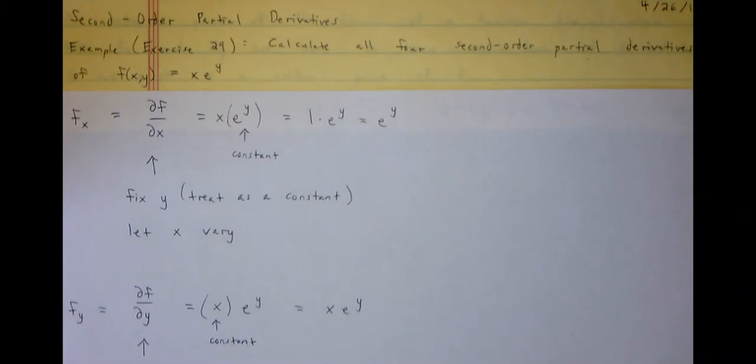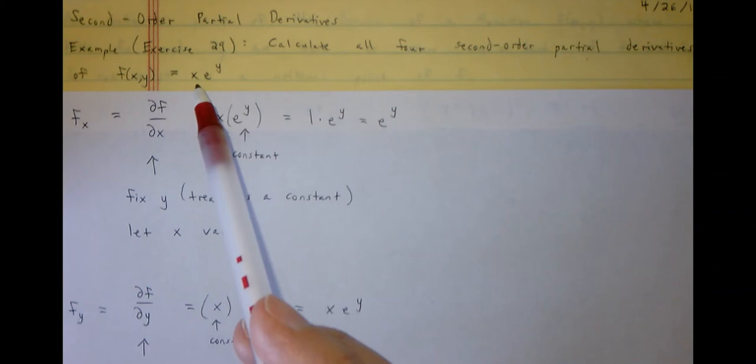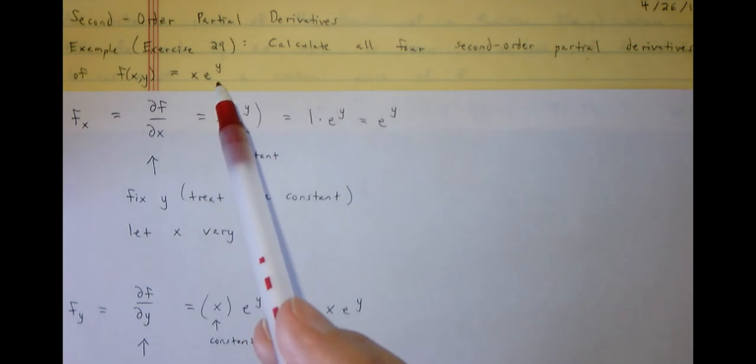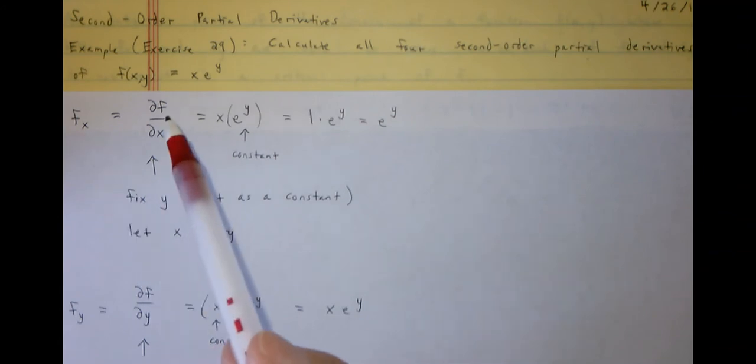Here's an example. Let's consider a function of two variables, f of x, y. It happens to look like this, x times e to the y. We'll start by computing the partial derivatives, or you might say first order partial derivatives. Let's do the partial derivative with respect to x. There's a couple of ways of denoting this. One would be f sub x. Another would be partial derivative of f with respect to x. These mean the same thing.